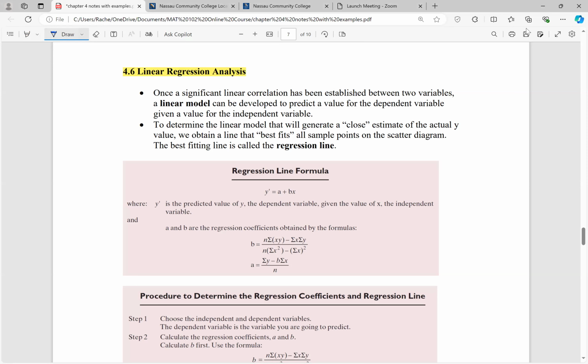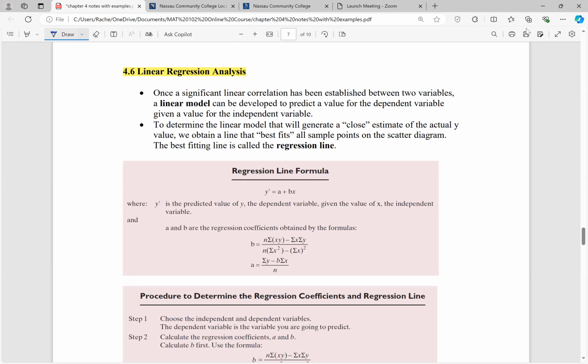So we said a correlation is just a relationship that exists between two variables, x and y. And specifically in this chapter, we're interested in a linear correlation. So we could either have a positive linear correlation or a negative linear correlation. And once we establish that there is some sort of linear correlation between two variables, then what we like to do is develop a linear model that we could use to make predictions. So we could predict values for the dependent variable given a value for the independent variable.